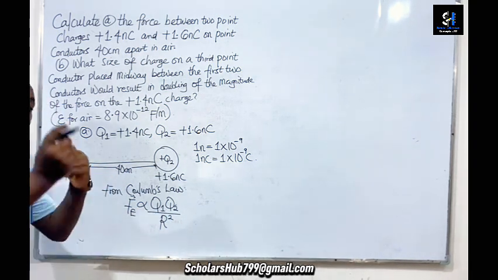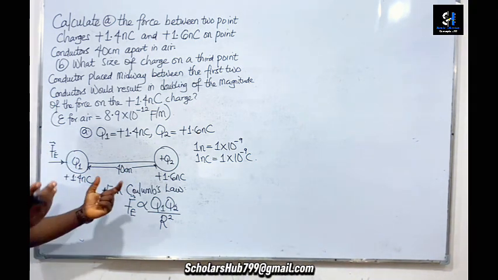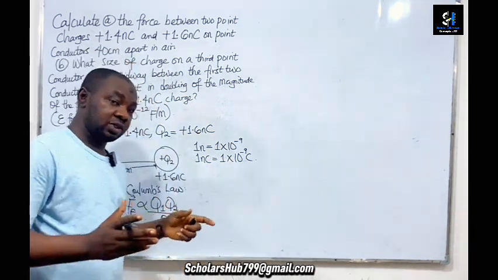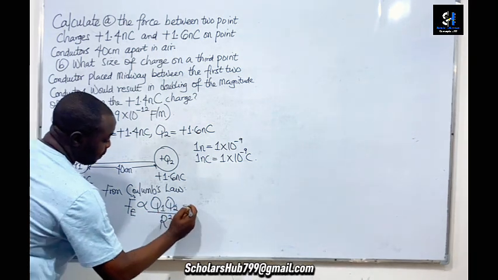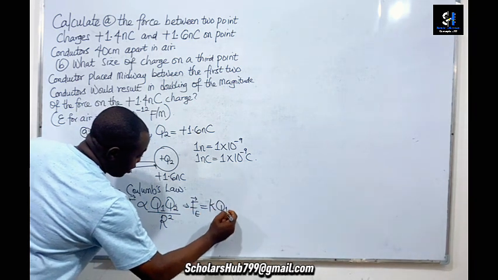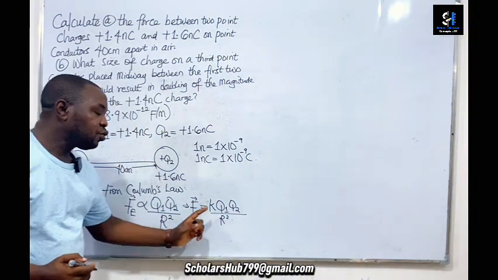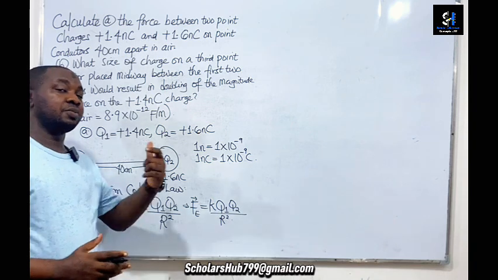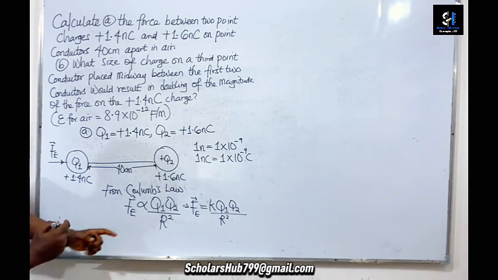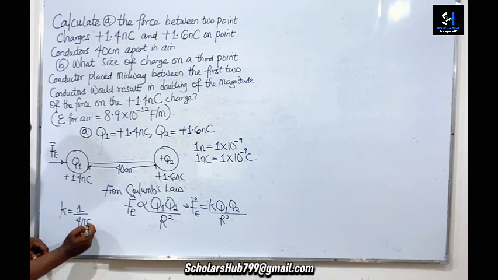Whenever this is changed to an equality sign, we're going to introduce a constant, letter K, and that K represents the electrostatic constant. So in this case, we're going to have the electric force equal to K Q1 Q2 over R squared. Now, the value of K will be 9.0 times 10 to the power of 9 newton meter squared per coulomb squared. That is because K can be replaced by the factor 1 over 4 pi epsilon.